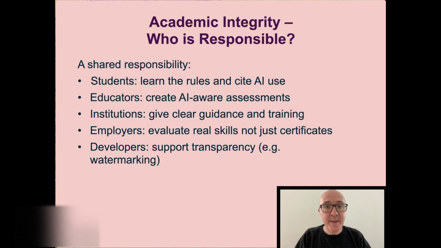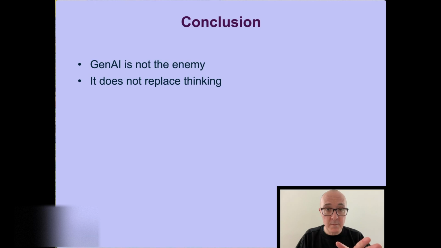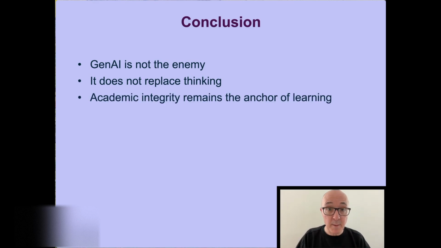AI is not the enemy. Used wisely, it can enhance our learning, creativity, and inclusion, but it does not replace thinking. It does not absolve the scholar, that's you and me, of responsibility. Academic integrity is non-negotiable. It's a guiding principle through the profound disruptions caused by new technologies. It's what gives your degree value and your scholarship credibility and meaning.